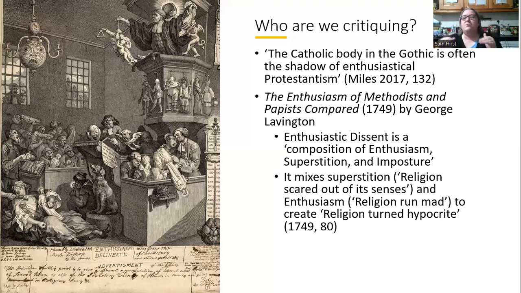So what we see happening in George Lavington here, and to some extent in this Hogarth image, is a focus on critiques of enthusiasm, superstition, and imposture, which are associated with the Catholic Church, but not confined to it. And therefore, when we depict the Catholic Church, we might also be depicting a reflection of these critiques on other religious groups. Now you might be thinking, but does that really happen in the Gothic?